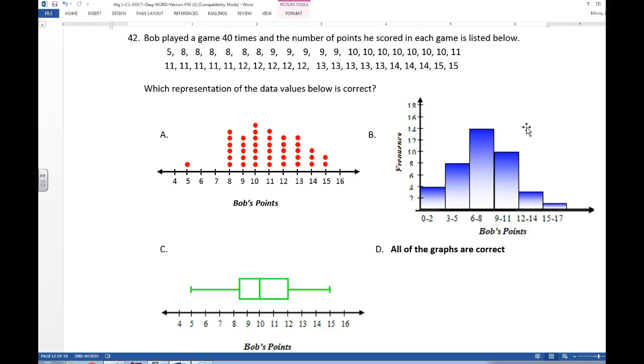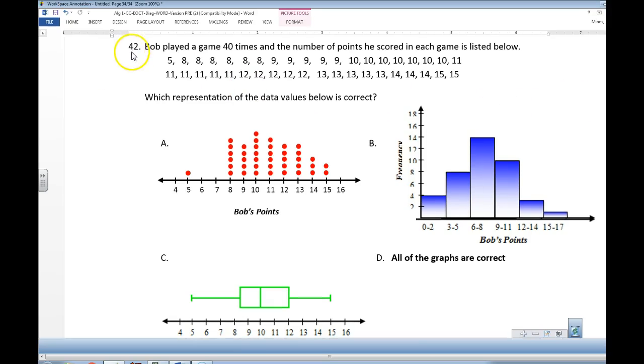Well, you see that I have a 5. And then I have a gap. There's no 6s and no 7s. I have 8s, 9s, 10s, 11s, 12s, 13s, 14s, 15s. So which graph below has a gap between 5 and 8? Which has a gap between 5 and 8?